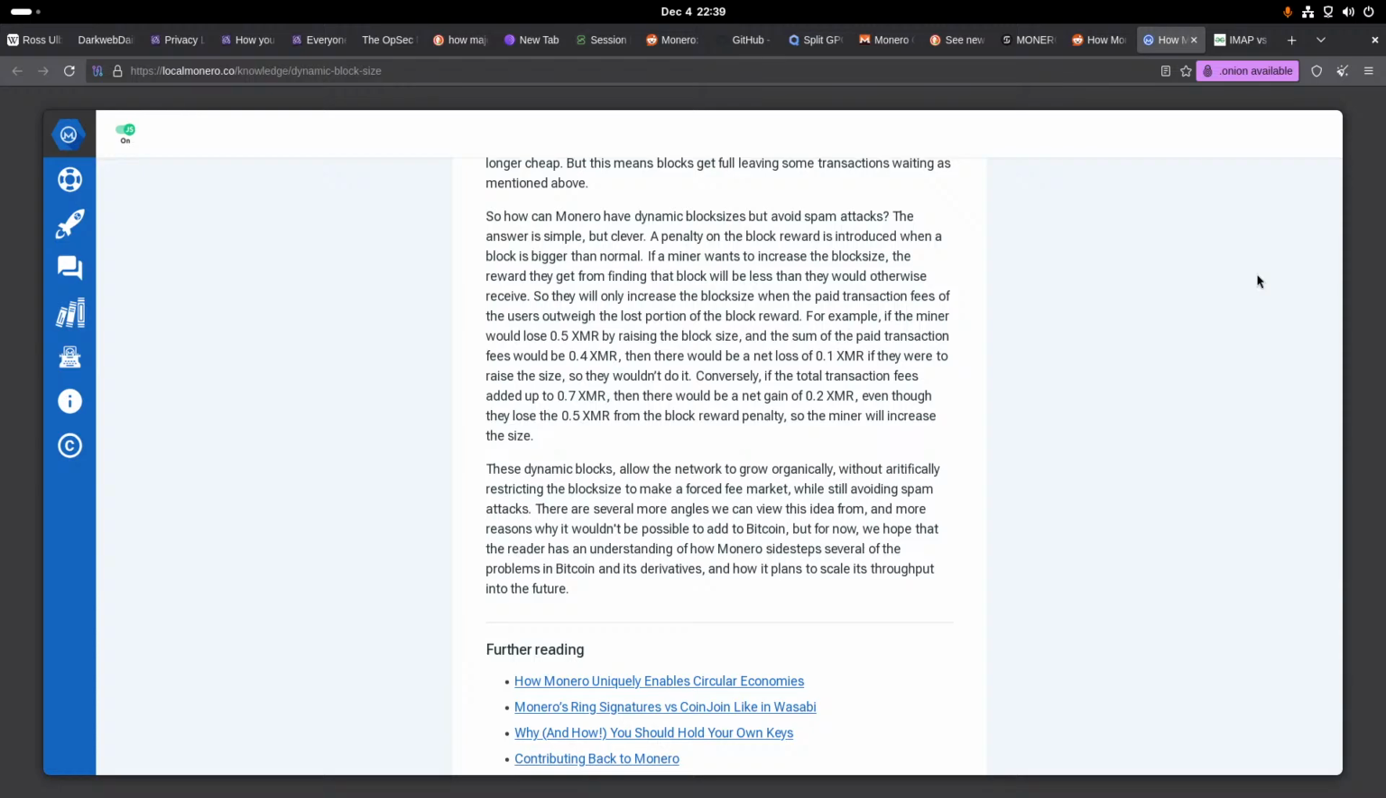There are several more angles we can view this from and more reasons why it wouldn't be possible to add to Bitcoin. But for now, we hope that the readers have understood how Monero sidesteps several of the problems with Bitcoin and its derivatives, and how it plans to scale in the future.